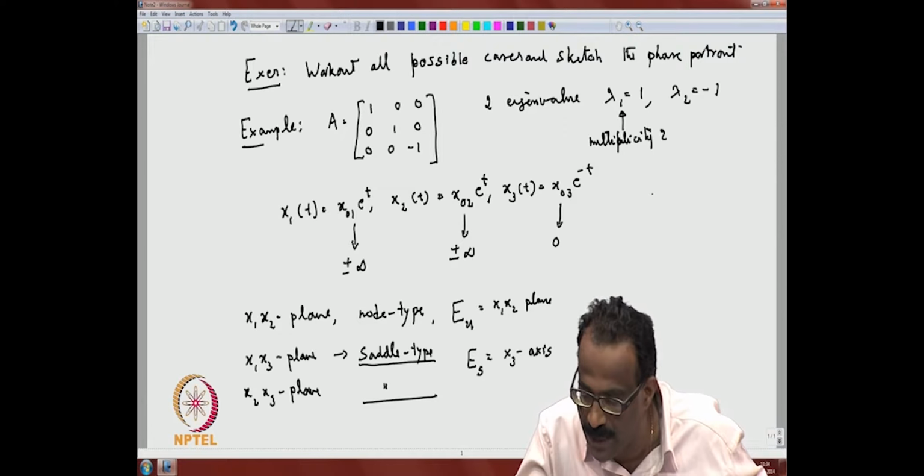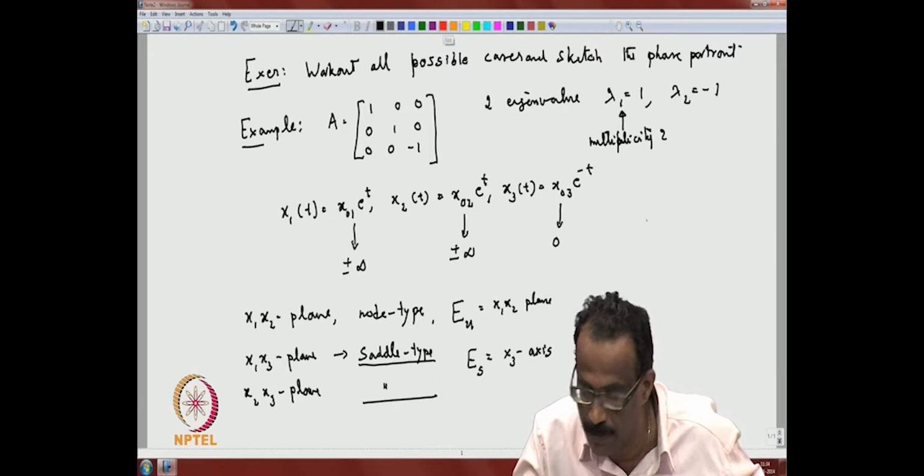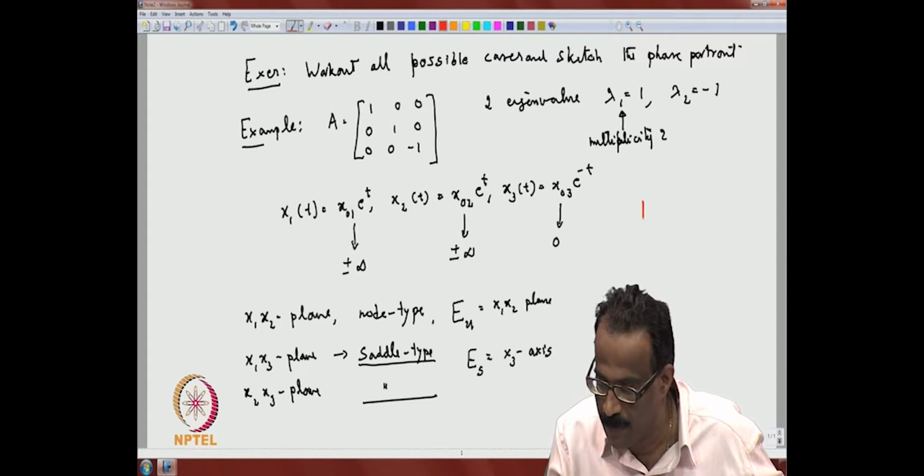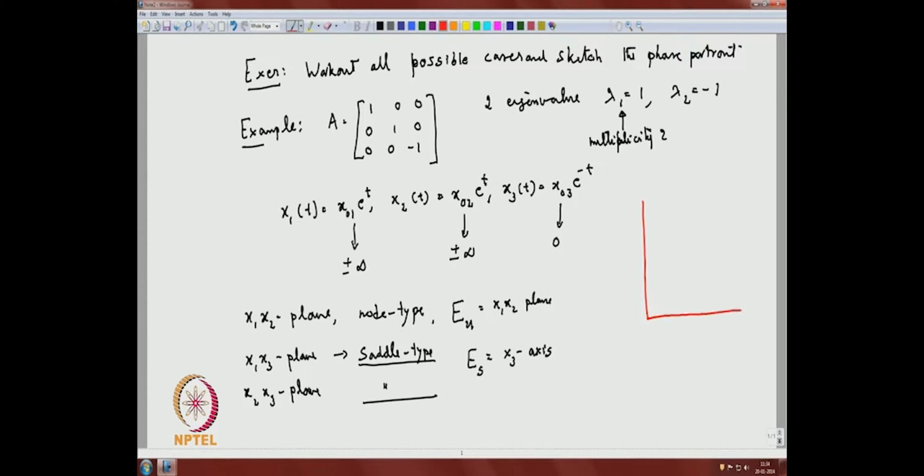Now, let us try to plot these things. So, let me plot this. This is your x2, this is your x1, and this is your x3. Of course, you can extend your x3 like this.